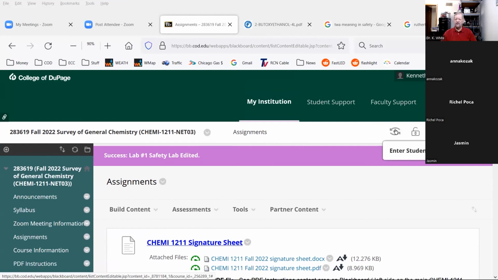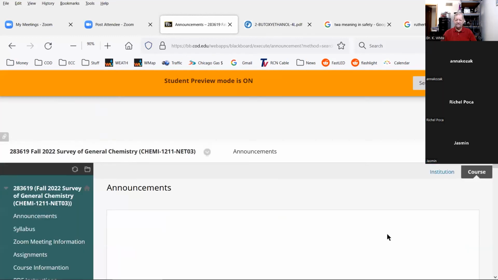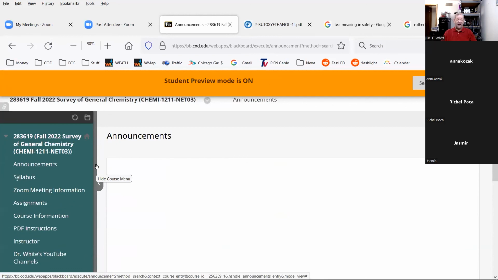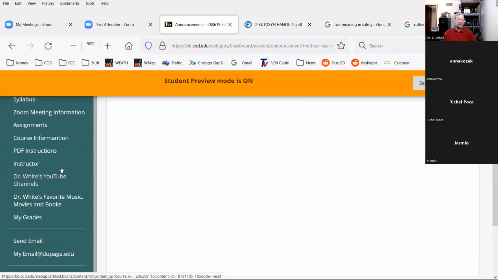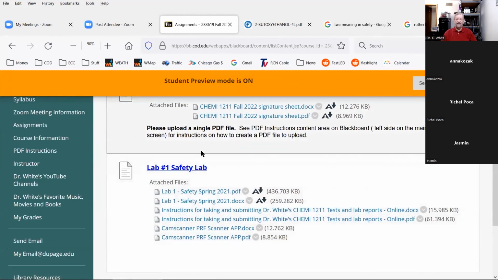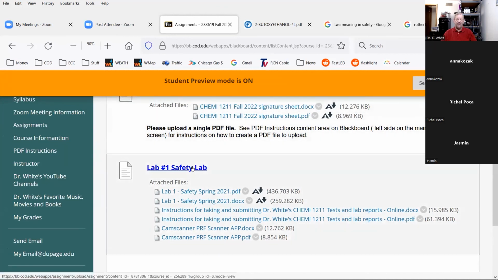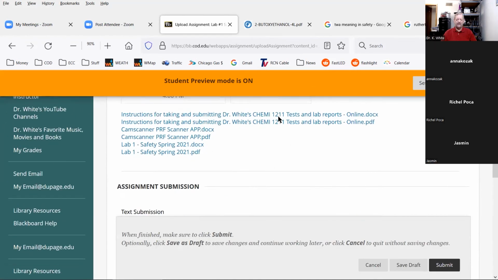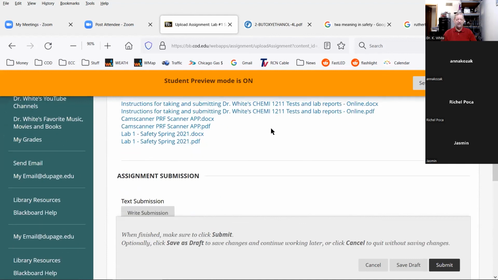Let's go into student view. I'm now in student view. This is how you would see it. What you saw was mine, which I can make changes to. Notice assignments. If I click on that, oh, good news, it's on there. And if you click on this blue part, Lab 1, Safety Lab, here's where you can download.